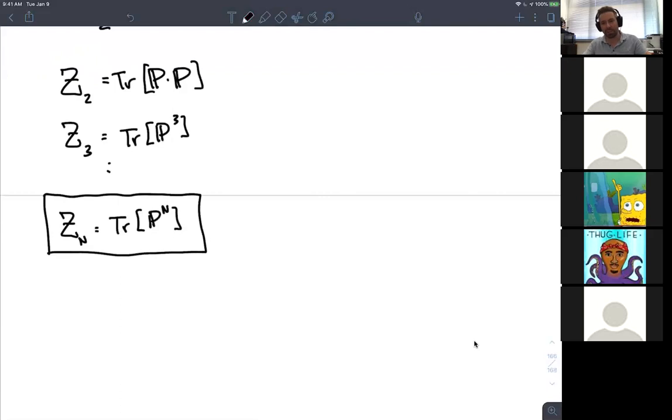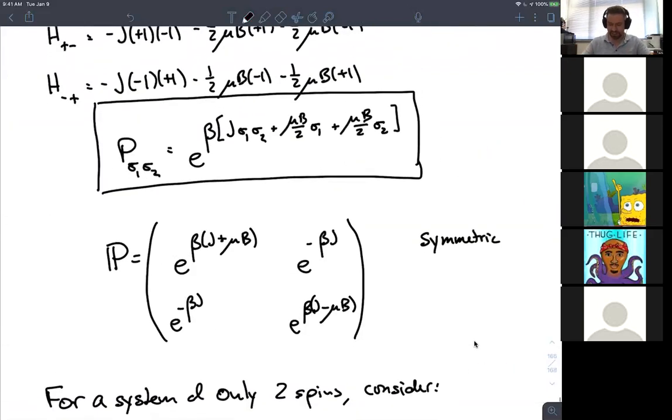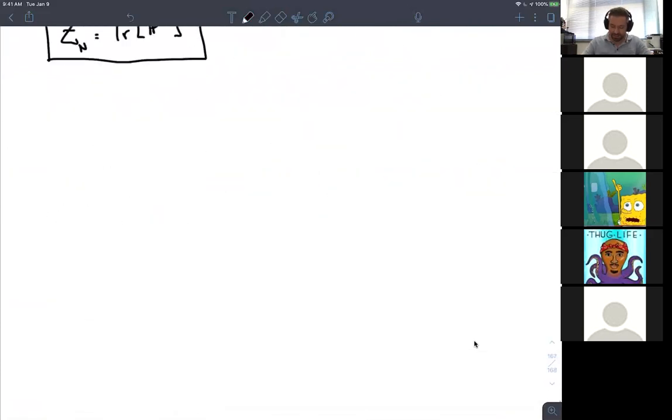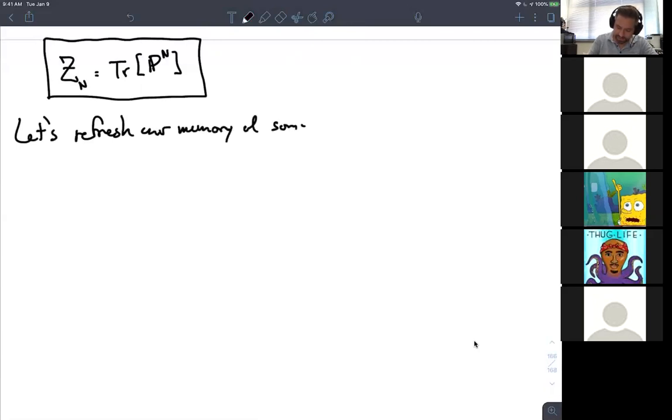All right, so this is our trick that we're going to use. Now the problem is that P is kind of a mess. P is this thing, and you've got to take a product of n factors of these things to get what the general partition function looks like. But now it turns out we can take advantage of some of the cool properties of matrices. So now let's refresh our memory of some matrix properties.